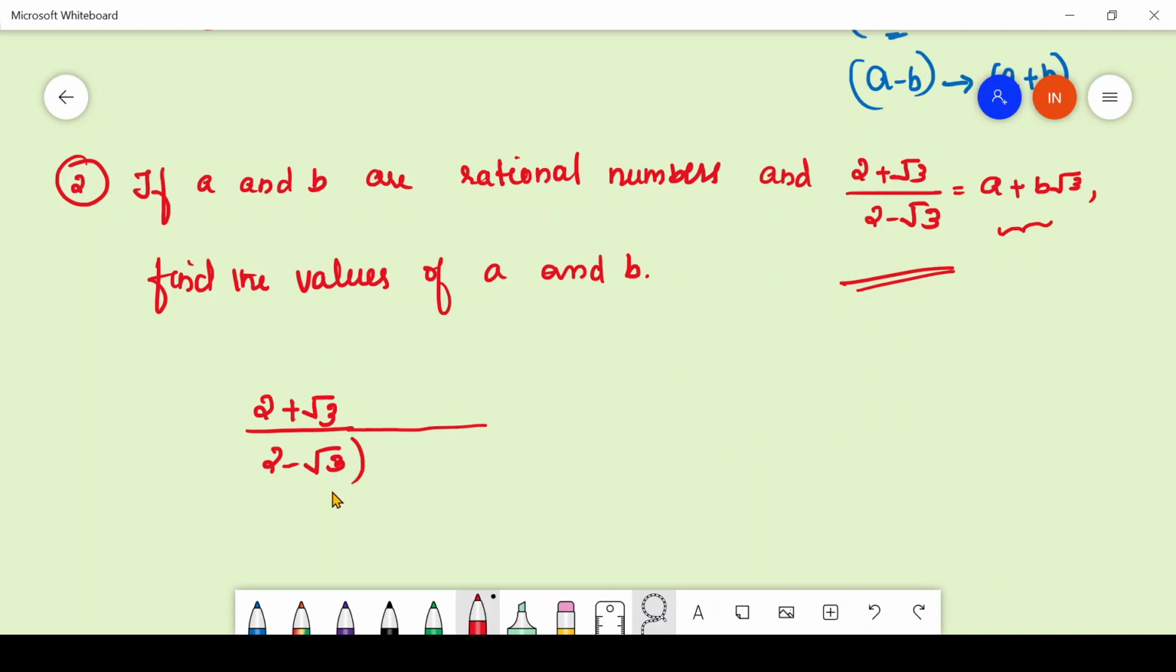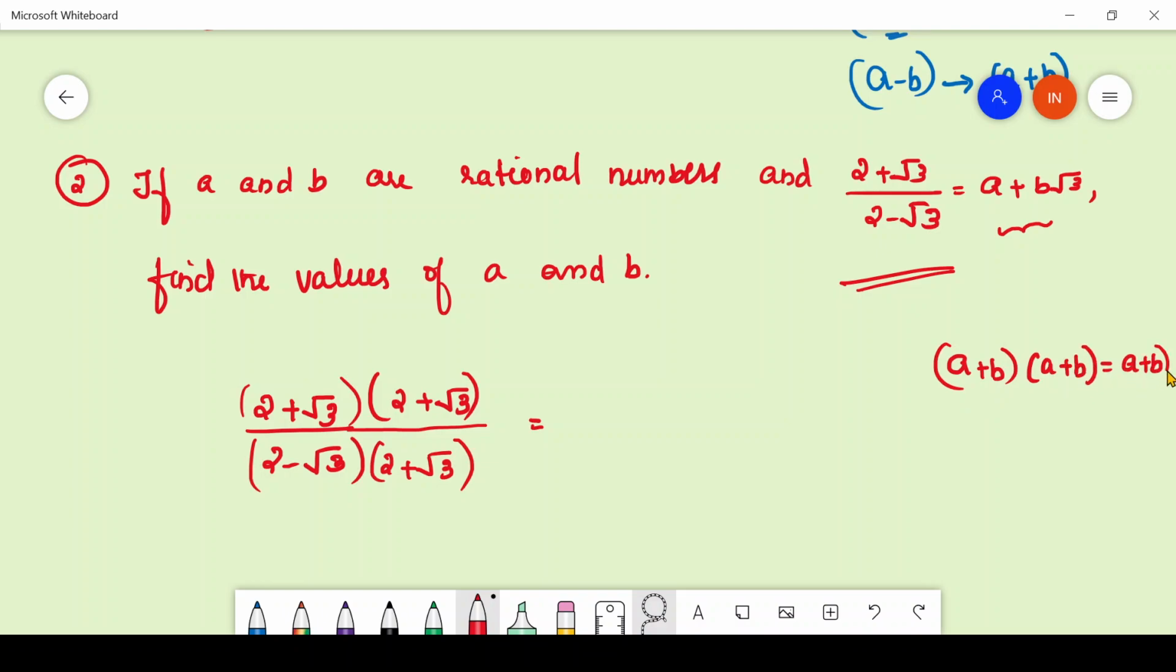So here the conjugate of 2 minus root 3 is what? Yes, very good. That is 2 plus root 3. So I'm going to multiply the denominator as well as the numerator with 2 plus root 3. Right? So this is equal to, the numerator, 2 plus root 3 into 2 plus root 3. Let me ask you, what is a plus b into a plus b? Of course, that is (a plus b) the whole square, right? And what about (a plus b) into (a minus b), that we have discussed just before? This is a square minus b square, correct?